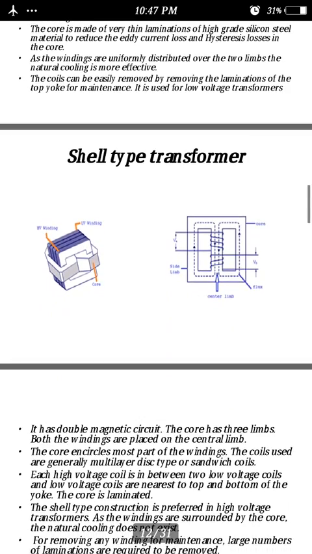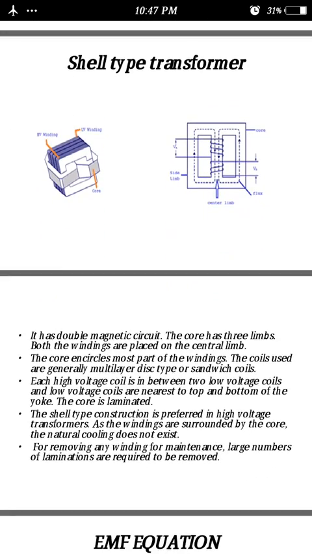The next type is the shell type transformer. This is the diagram for shell type transformer. It has a double magnetic circuit. The core has three limbs. Both the windings are placed on the central limb. The shell type construction is preferred in high voltage transformers as the windings are surrounded by the core. Natural cooling does not exist in this case.